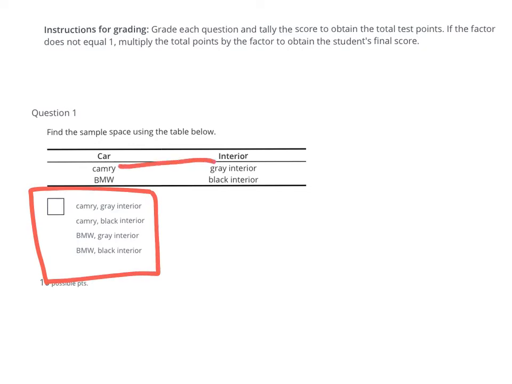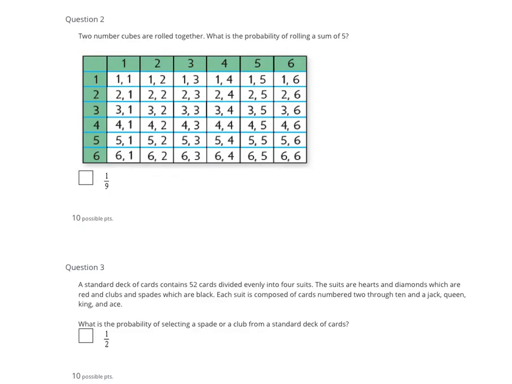So we have the Camry, can be either gray interior or the Camry with black, or it can be switched to obviously be the BMW with gray interior or the BMW with black. And that's where that came from.